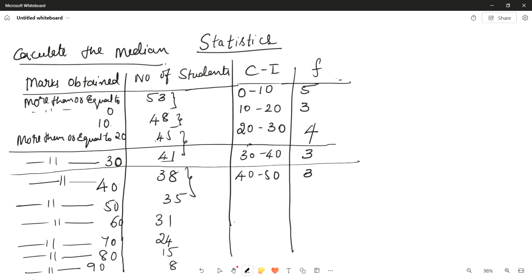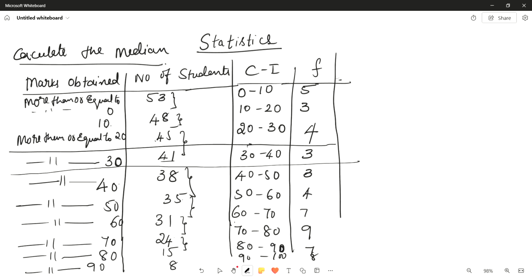Then 50 to 60. So difference will be 4. Then 60 to 70. Difference is 7. Then 70 to 80. Then 80 to 90, 7. Okay, more than 90 means whatever it will come. So you have to take it as 90 to 100 because all 10 we are taking, no? So take it as 90 to 100, it is 8.